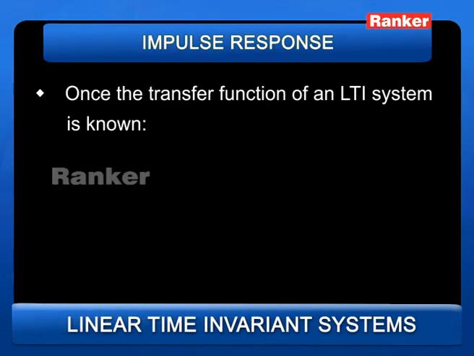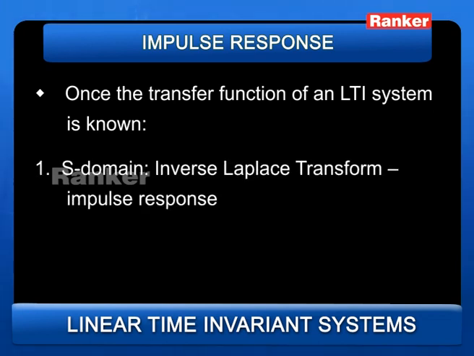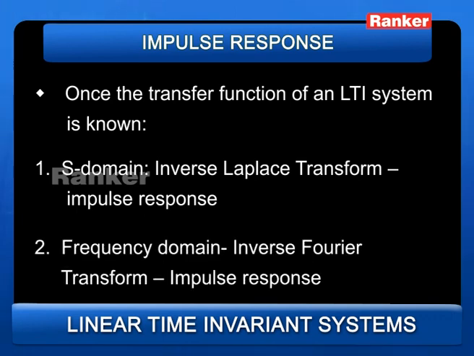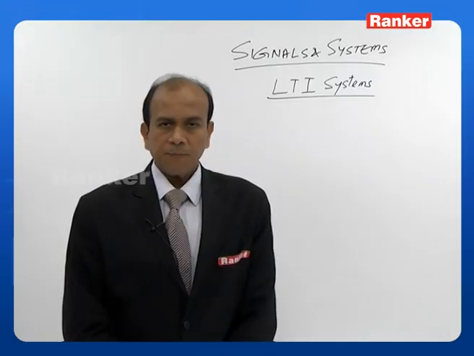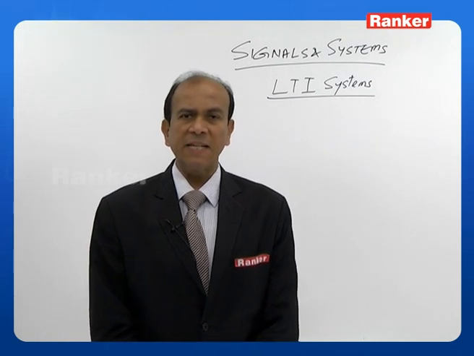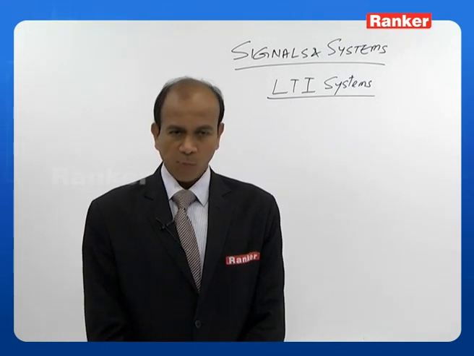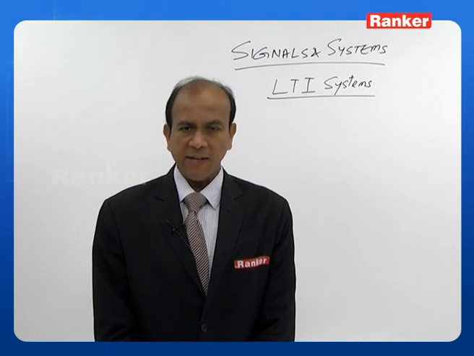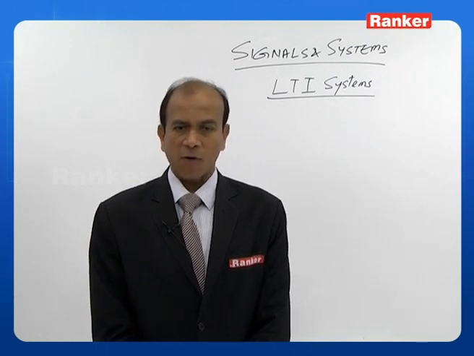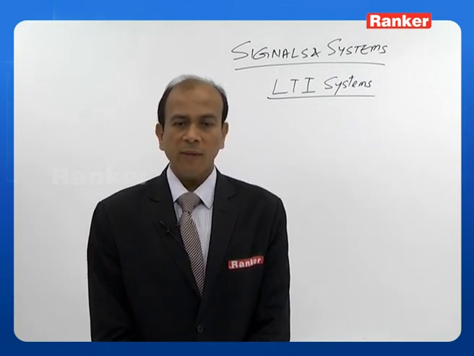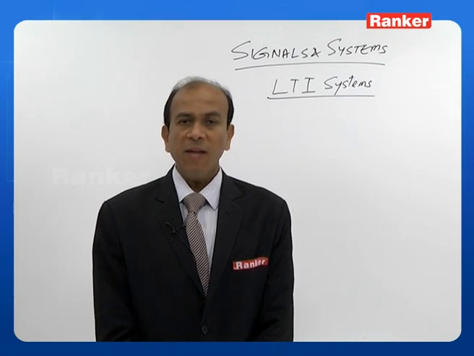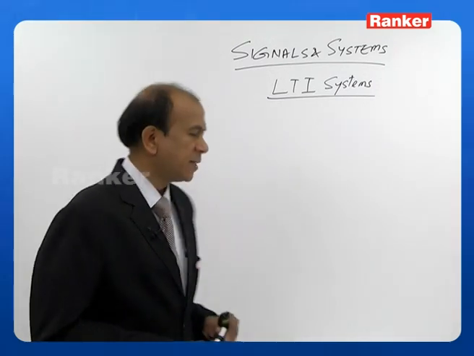Once the transfer function of the LTI system is known, that is, h of t is known, then in the S domain the inverse Laplace transform is the impulse response, and in the frequency domain the inverse Fourier transform is again the impulse response. Now, let us see the response of a linear system. The output or the response of any system can be obtained by convolving the input with the impulse response of the system. So, let us take a system.